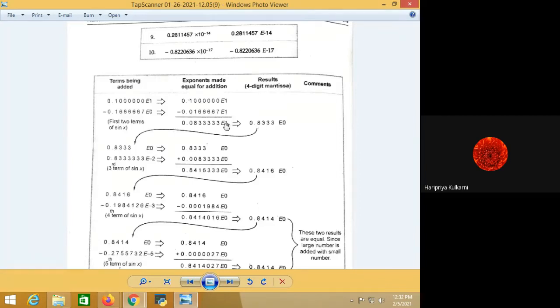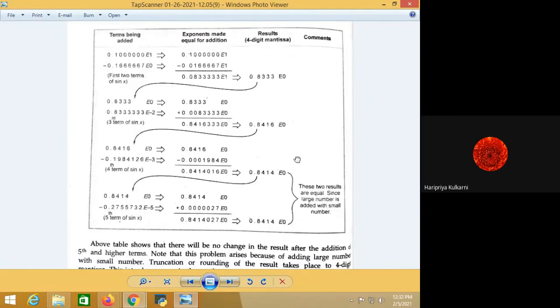So again, this E1 I have made it E0. So the decimal point is shifted 1 bit right. Okay. Now I am adding it with the second term. Okay. This is the first term, second term, and the third term is added. So if we do the addition, we are getting this answer. It is added with the fourth term, we are getting this addition. I am adding it with the fifth term, I'm getting this answer.